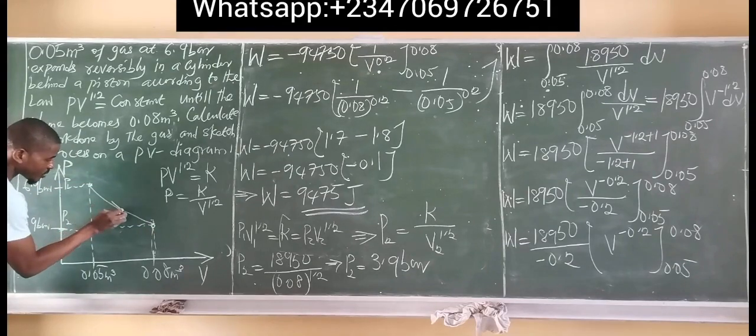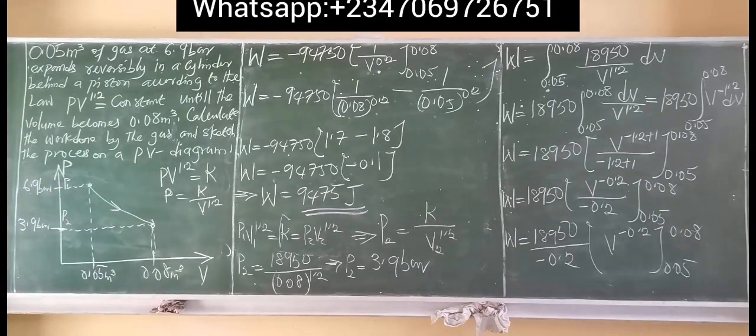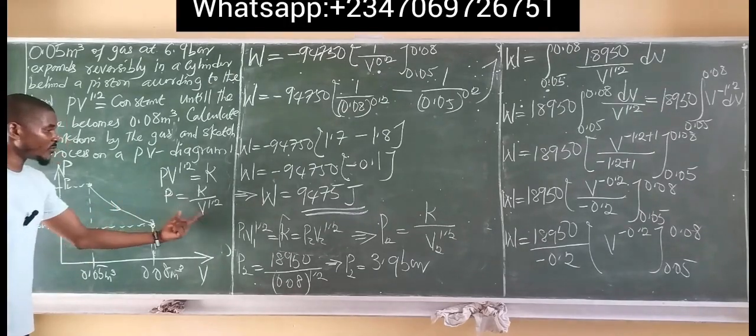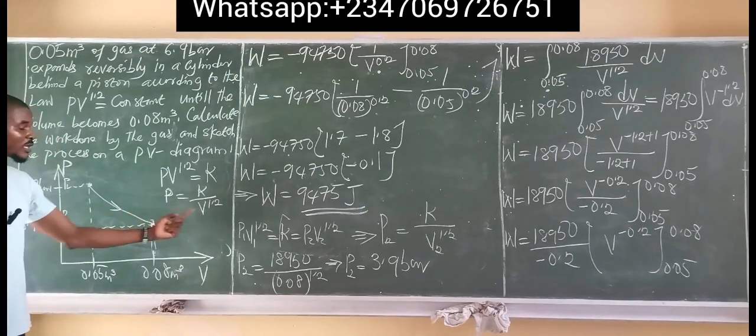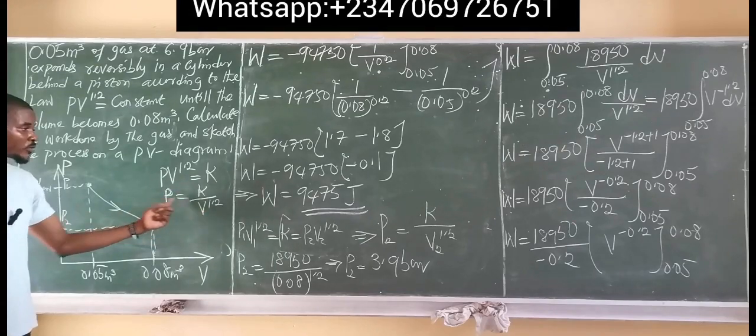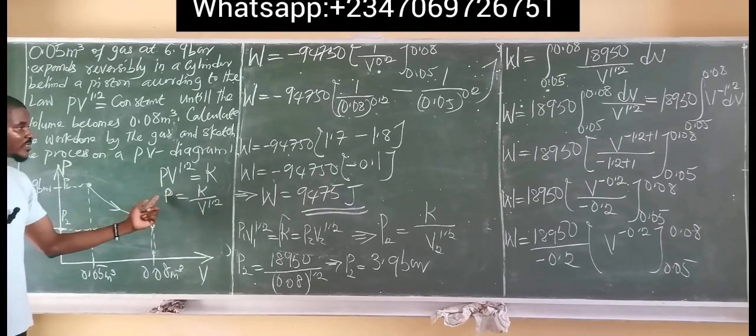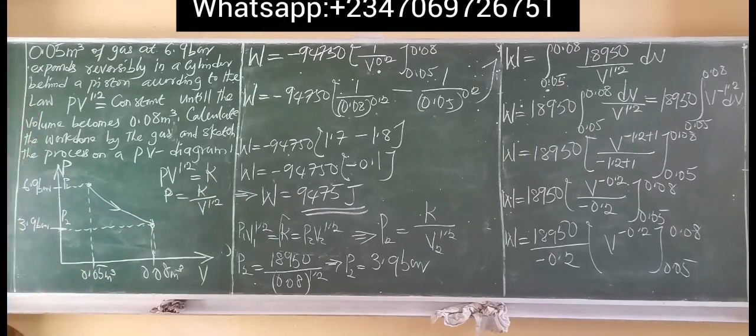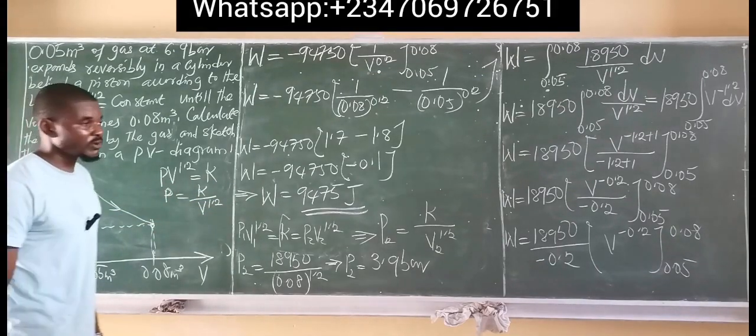So this is actually the PV diagram for that given question. The relationship between pressure and volume is that pressure is inversely proportional to volume, because P is equal to K all over V to the power of 1.2, and it is not a linear law. Since this is not a linear law, then you have your PV diagram in this manner. All right, guys, so that's it on that particular question.